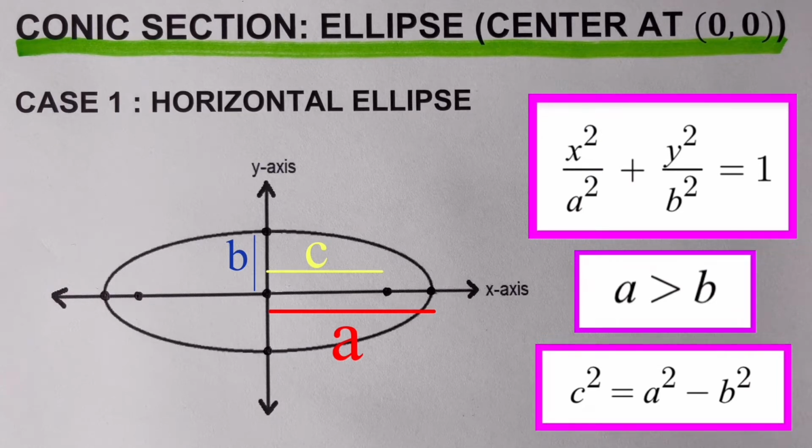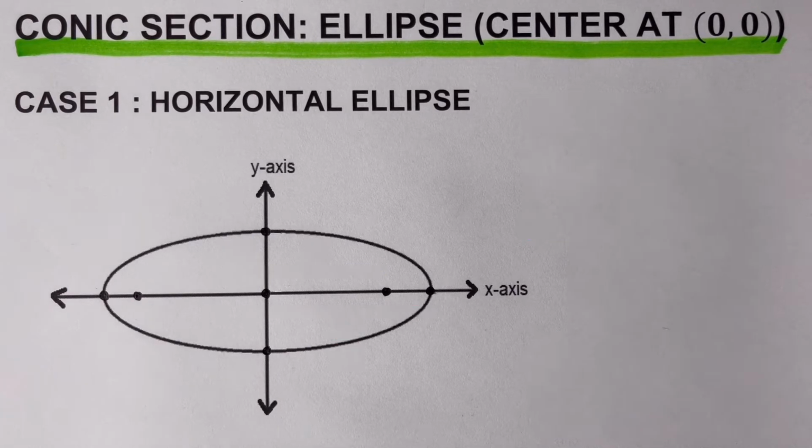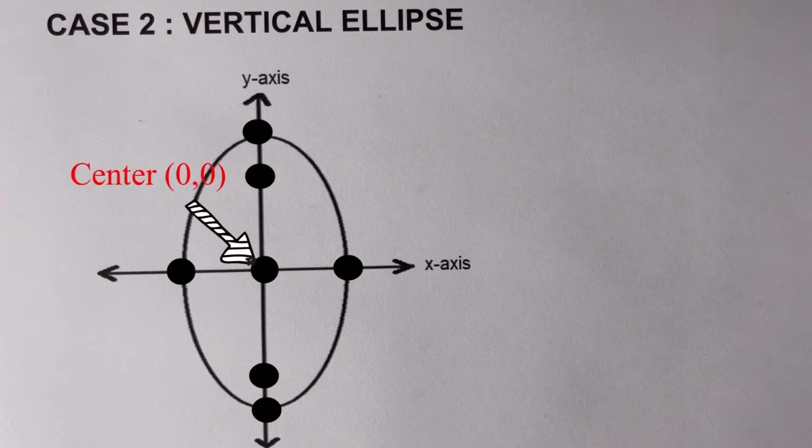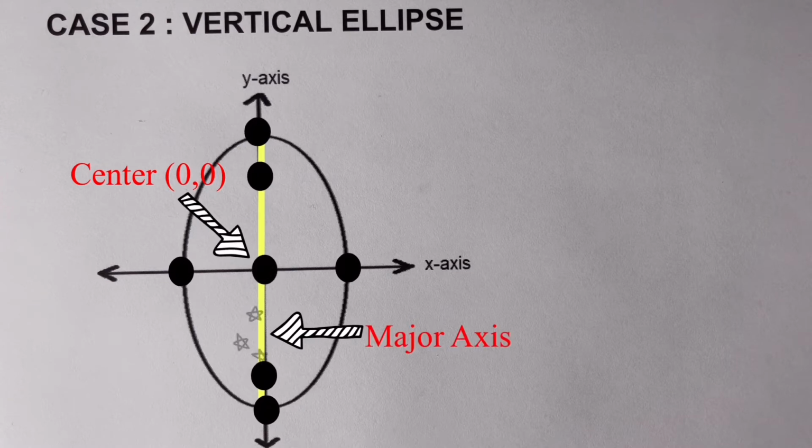Now, let's look at the second case of an ellipse. For the second case, we pretty much have the same parts. The first part is the center. Again, this is halfway between the two diameters of an ellipse. We also have a major axis. This is the longer diameter of an ellipse that connects the two vertices, passing through the center. Please notice that we call this a vertical ellipse because the major axis is the vertical line segment.